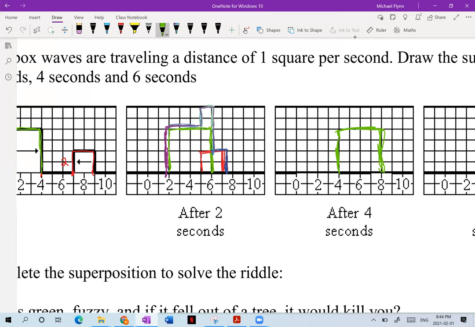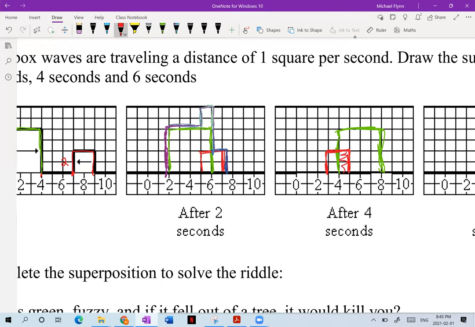And my red box is also going to move another 2 over. So now it's at 5. Not at 5, it's going to move over to 3. So it's going to be here. Okay, so now they're moving through each other, right? Now again, they have one column where they overlap.